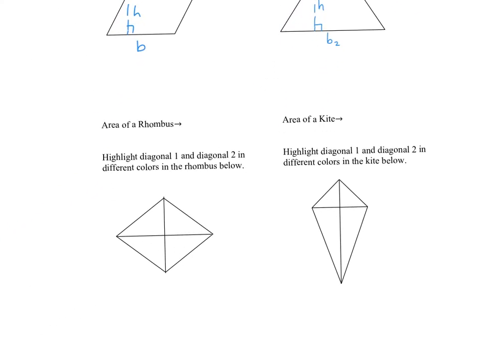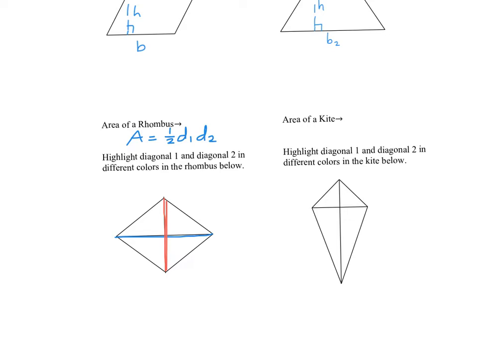Okay, rhombus. Do you remember what the formula was for a rhombus? Yes. So you multiply the diagonals, and then you split them in half. Right. So it's going to be 1/2 times diagonal 1 times diagonal 2. Okay. Diagonal 1 being the blue, for instance, diagonal 2 being the red.